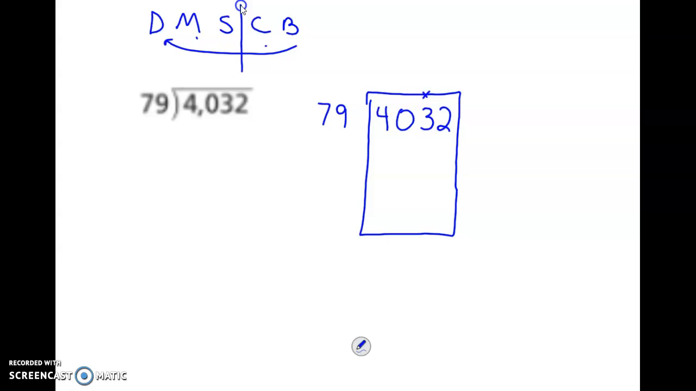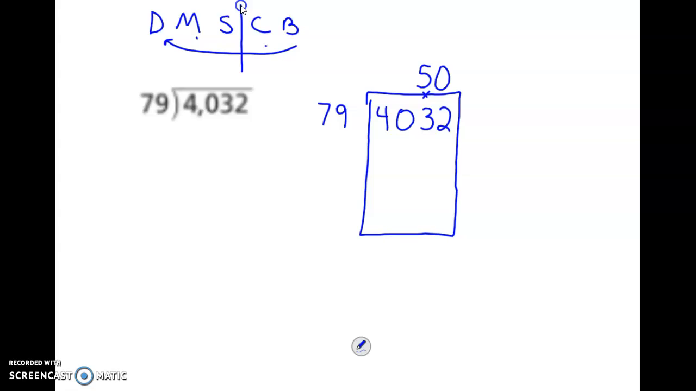Now, here's where it gets a little bit tricky. So I'm really dividing this 79 into really 4,000. Okay, I'm going to divide it into the whole number. Now, I'm going to use my work from before. Do you remember that it went in 5 times? I'm going to remember that from before. I'm going to put a 5 here, but I'm going to put a 0 here. I'm going to make it 50.